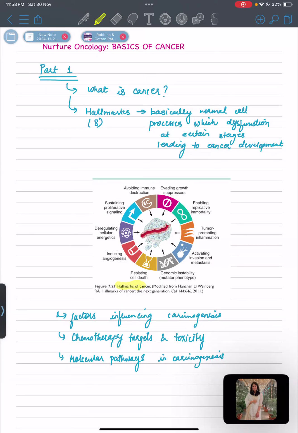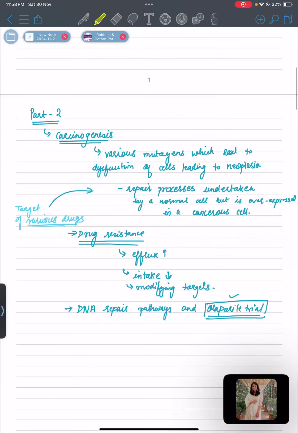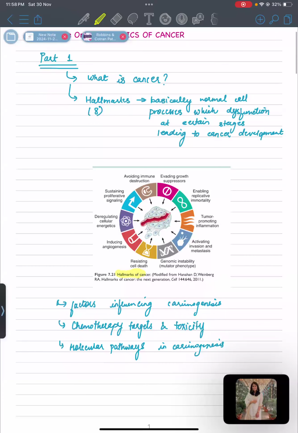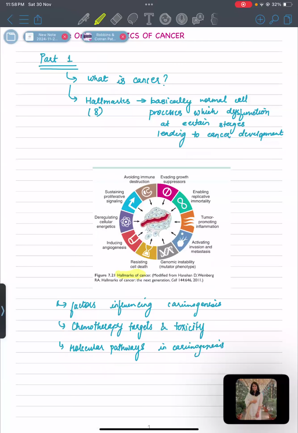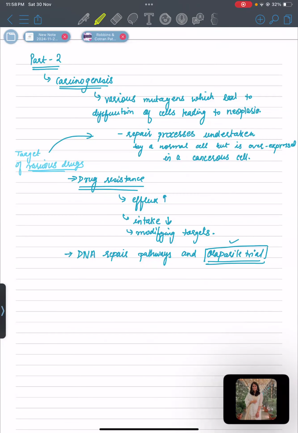So we started with basics of cancer in part one, and part two was briefed by Advait. In part one, Advait covered what is cancer, hallmarks of cancer, factors affecting carcinogenesis, and in part two, he went ahead in details of carcinogenesis and drug resistance, and he mentioned some trials at the ending. I would like you all to go back to those videos and see that information in order to proceed with this video further ahead for better understanding.